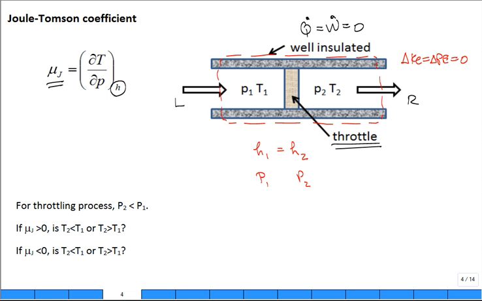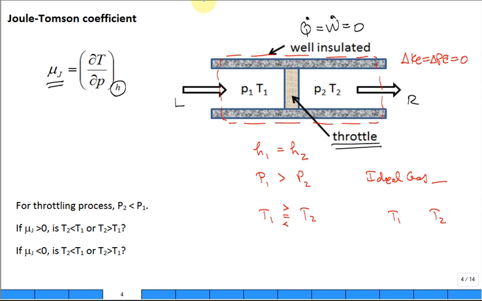Which one's greater? Is the pressure at 1 greater than pressure at 2? Always. Right? And then you say to yourself, what about the temperature at 1 and the temperature at 2? Is it greater? Is it equal to? Is it less? It really depends on the Joule-Thomson coefficient. As a background, if it was a true ideal gas flowing through the system, can you tell me what is T1 compared to T2? Is T2 lower than T1, equal to T1, or greater than T1 if it's a true ideal gas?